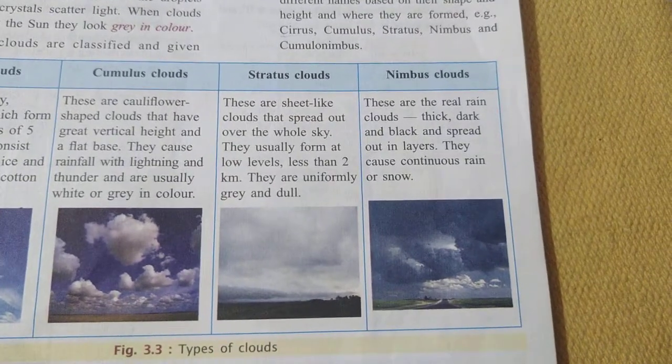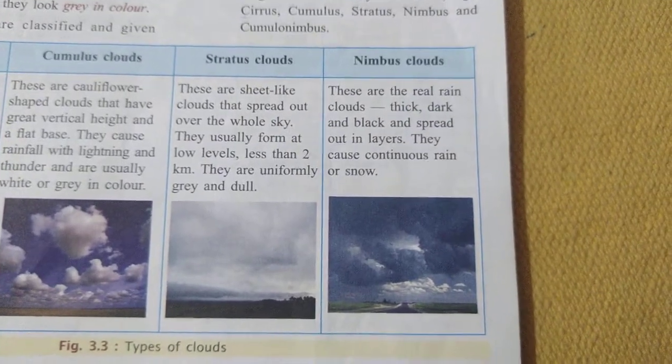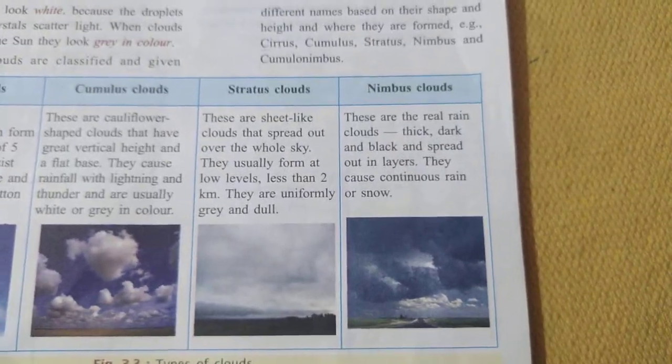Stratus clouds. These are sheet-like clouds that spread all over the sky. They usually form at low levels, less than 2 kilometers. They are uniformly gray and dull. Next, nimbus clouds. These are really rain clouds, thick, dark, and black, and spread out in layers. They cause continuous rain or snow.